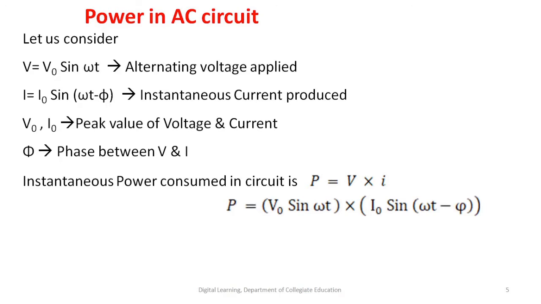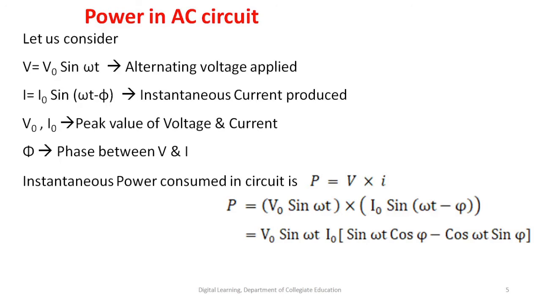The instantaneous power consumed in a circuit is defined as the product of voltage and current. So we know that V is equal to V naught sin omega t and I is equal to I naught sin omega t minus phi. Substituting those values in the expression for power, P will be equal to V naught sin omega t into I naught sin omega t minus phi. Taking V naught I naught common, it is in the form of sin A minus B.